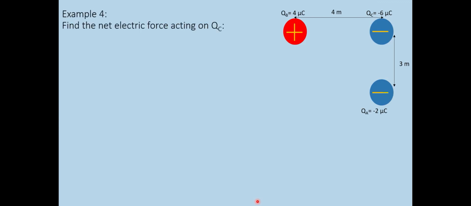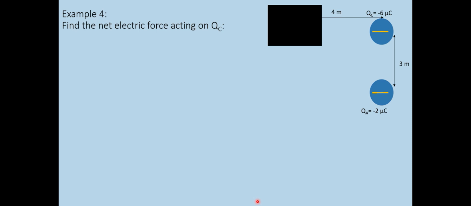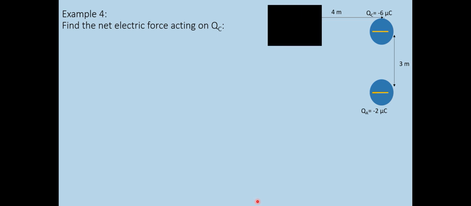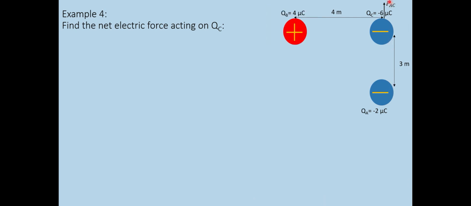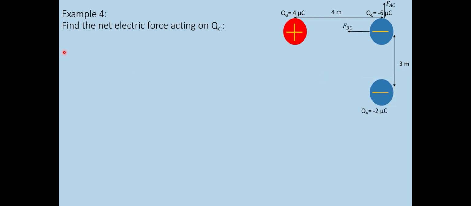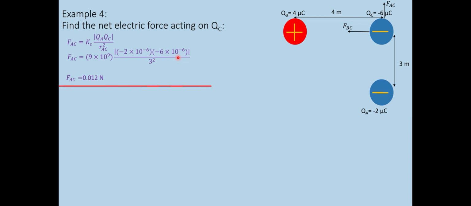A fourth example, where we have three charges, B, C, and A, and find the net electrostatic force at QC. First we cover this one, then we find FAC, which is a repelling force. A repels C up. Then we uncover B and we cover A. B will attract C, so B will pull C this way. This is FBC. We find FAC the same way as we did in the previous examples.